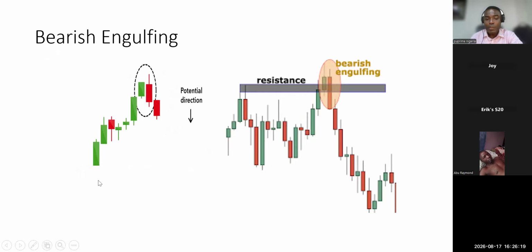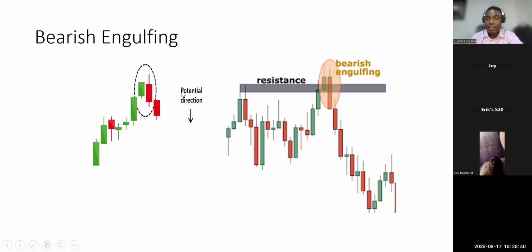Then we have the bearish engulfing candlestick pattern. Now, this one is formed at the top of an uptrend, and it's represented by a small bullish candle and a bigger bearish candle. At the close of the big bearish candle, price is expected to trend downwards.